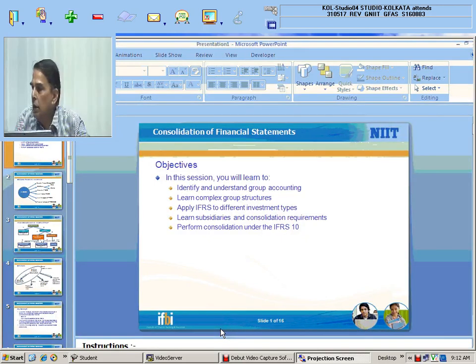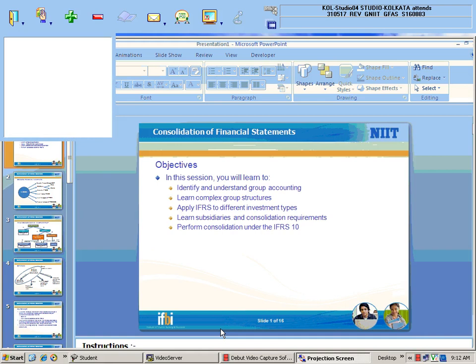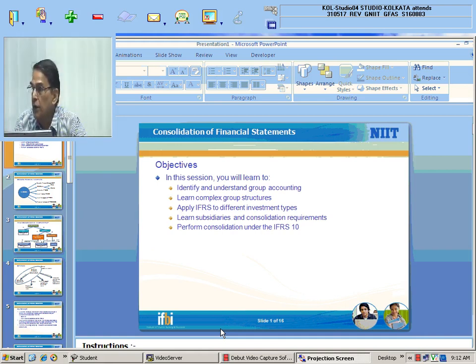We'll talk about group accounting. We'll try to learn about complex group structures, applying IFRS to different investment types. We'll learn about subsidiaries and consolidation requirements, and perform consolidation under the IFRS 10, which is the guiding standard.